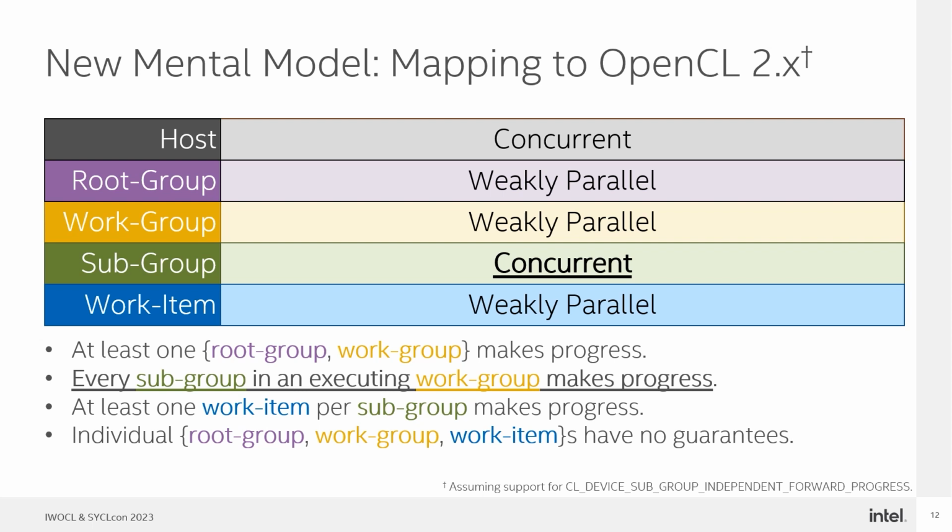If we map that to our new mental model, the only change we have to make affects the subgroup level of the hierarchy. Where we previously had weakly parallel forward progress guarantees, we now have concurrent forward progress guarantees. So let's step through and see what that means.